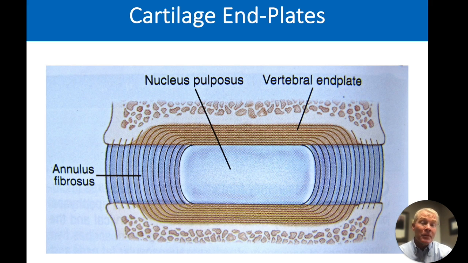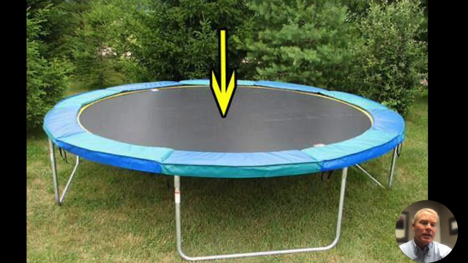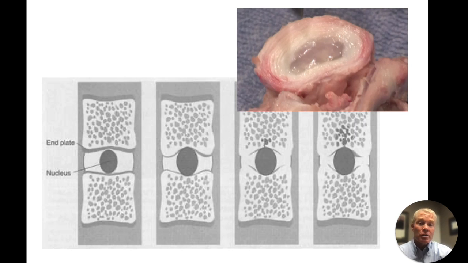Well, over time, as those end plates become traumatized and they begin to crack and calcify, there's less nourishment, and that's how degeneration happens. It's like an old trampoline in your yard that started to dry out. You start jumping on it and it starts cracking, except the body heals that with sclerosis, which then causes problems.